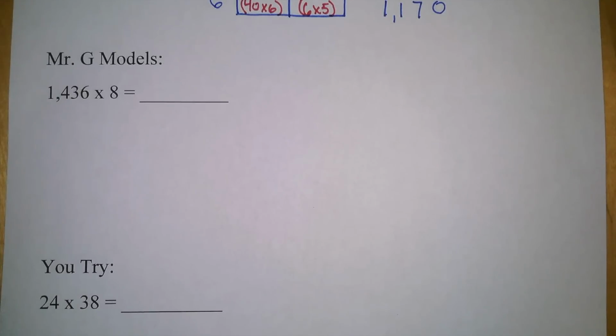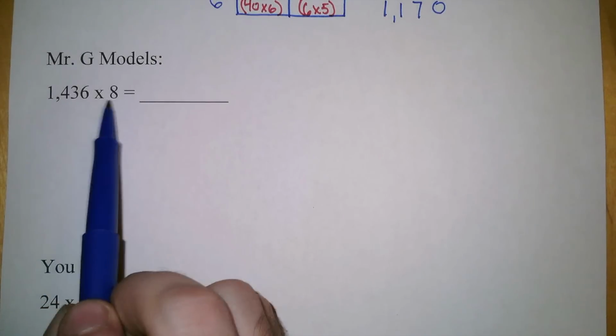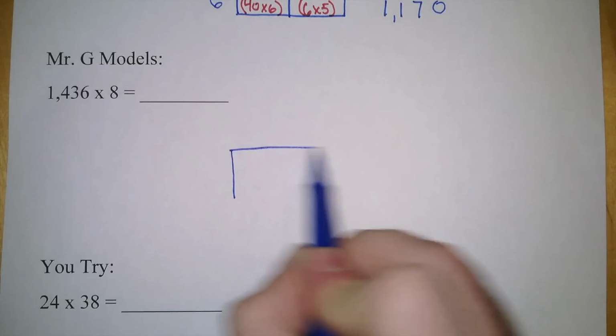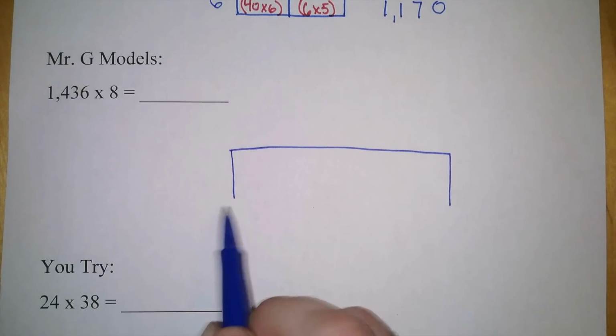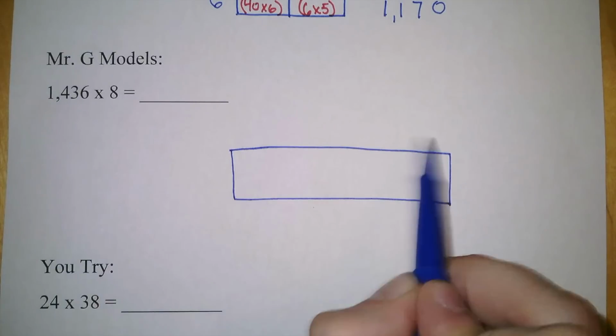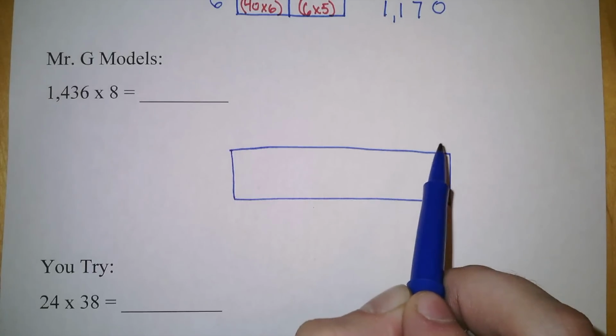All right, we're going to solve this second problem. This time I'm noticing that I have a 4-digit number by a 1-digit number. So I don't need a square this time. I'm actually going to draw myself a rectangle. I'm going to put the longer number up at the top.